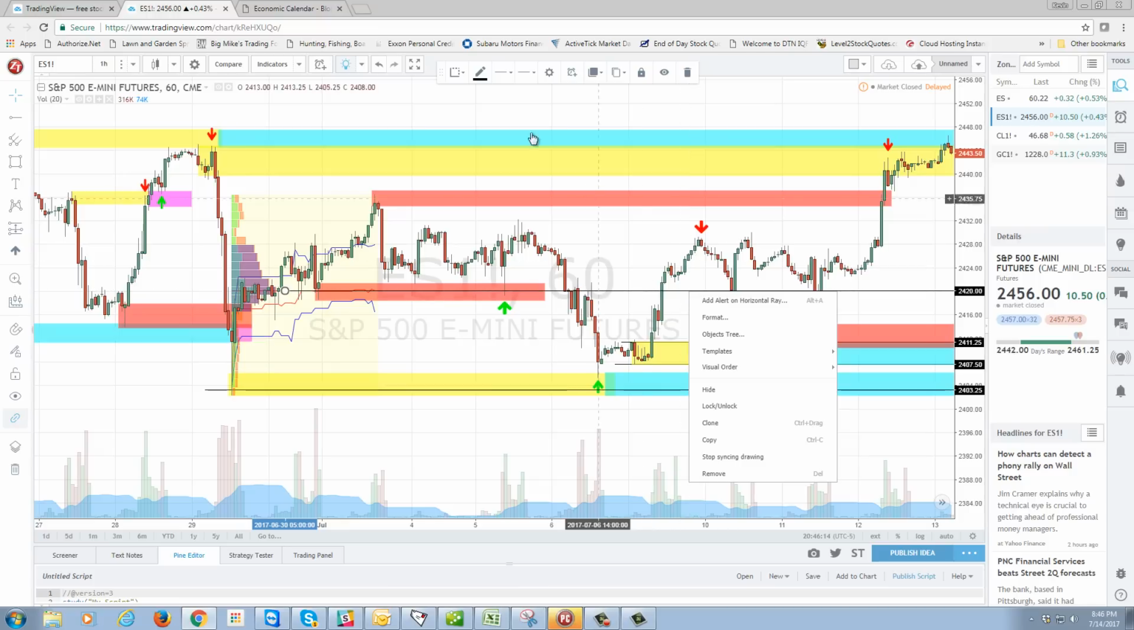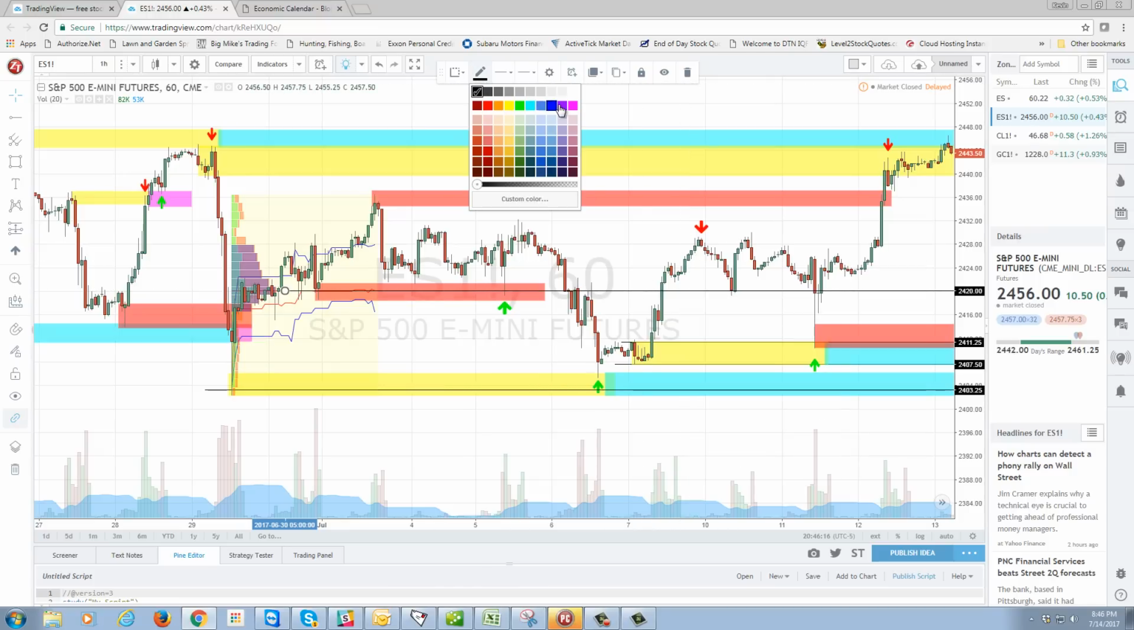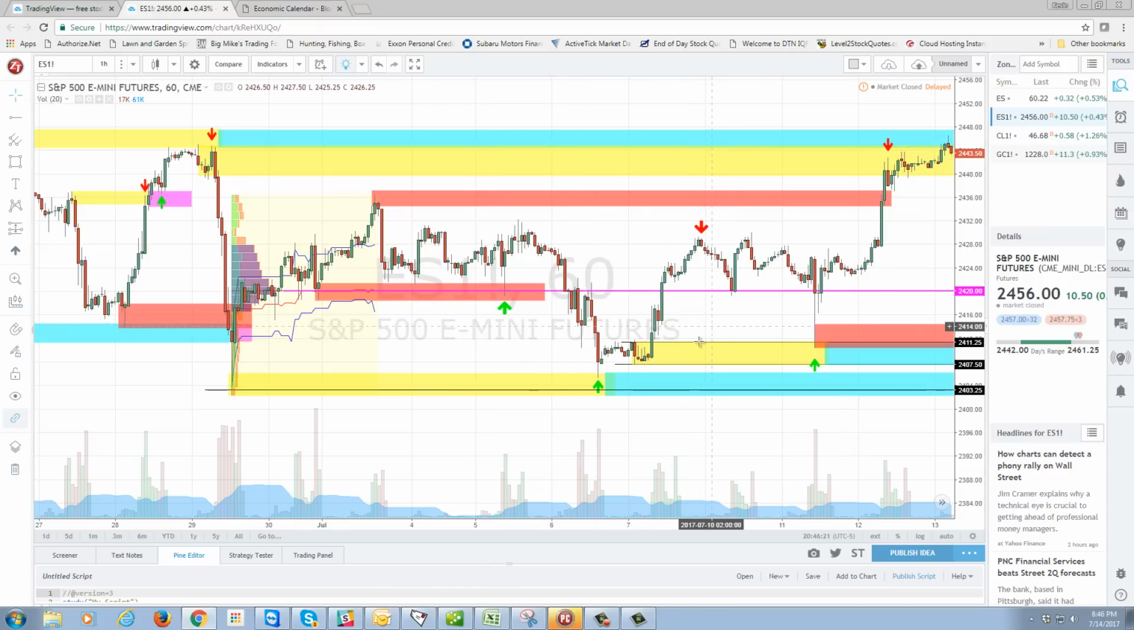Okay, so I'll change the color of it up here to magenta, and I usually make them a little bit thicker. Okay, so that to me indicates a high volume line. Now, this action right in here was overnight, so we ignore that, but this one's while the market's open.